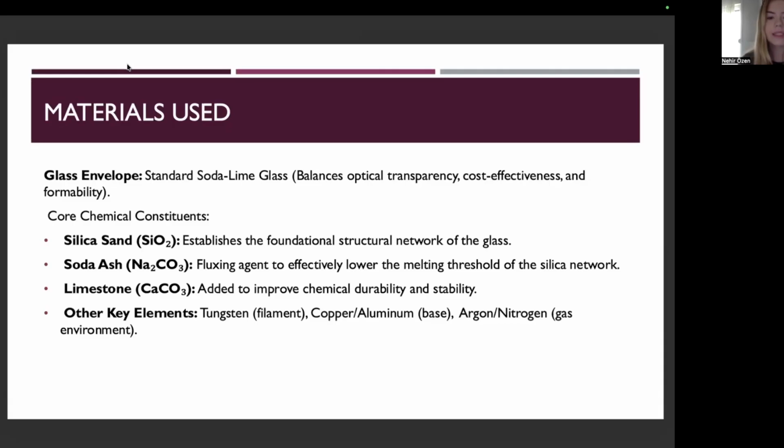Regarding material, the glass envelope uses standard soda-lime glass, perfectly balancing optimal transparency, cost-effectiveness, and formability. The core ingredients are silica sand, which establishes the foundational structure network, soda as a fluxing agent to effectively lower the melting threshold, and limestone to improve chemical durability and stability. Other key elements include the tungsten filament, copper or aluminum base, and an argon-nitrogen gas environment.